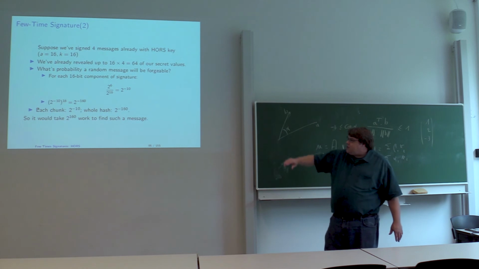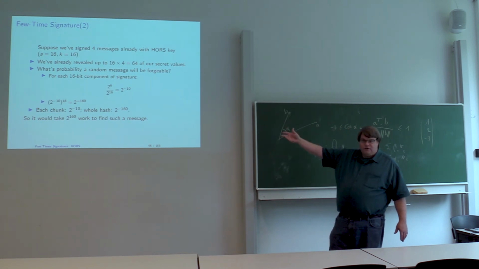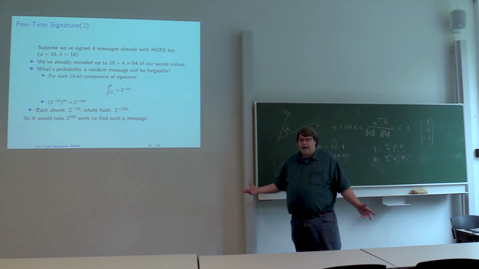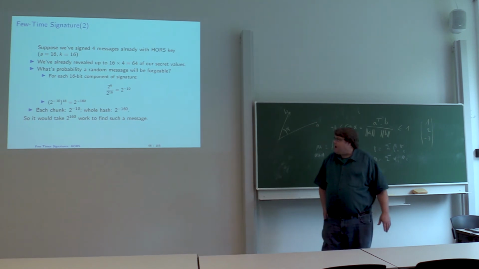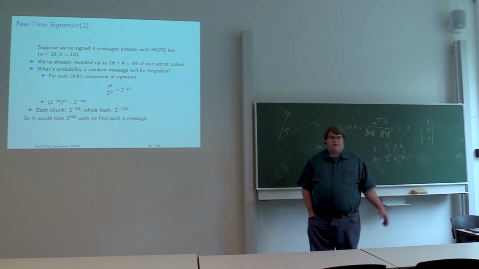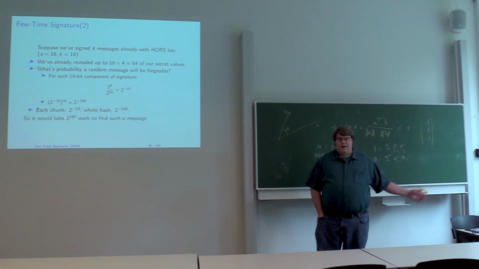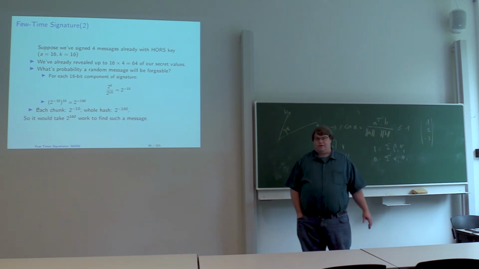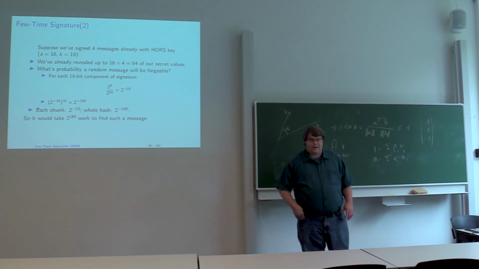On the other hand, you can see that if we increase the number of signatures, eventually we'll get to the point where the probability that he will be able to do this is quite high, right? Imagine that we'd already revealed 2 to the 15 of these values. Okay, then the probability would be basically like 2 to the minus 16 that a given random message would be forgeable. It'd be really easy to forge.